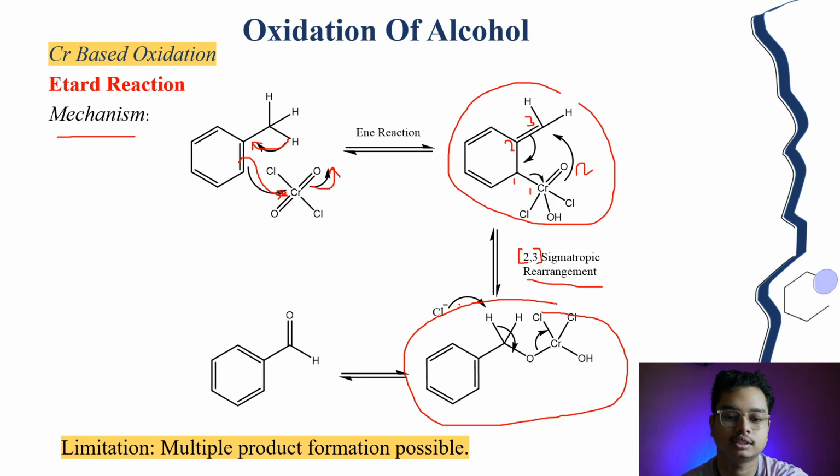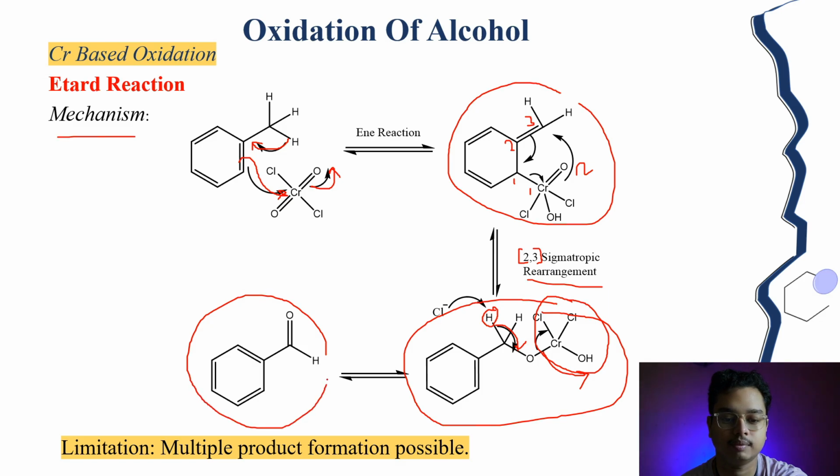Now, in the presence of base or intermolecular chlorine, it will capture the hydride here, and then this particular bond goes here, and the rest of the chromium part goes out of the reaction mixture, and then we finally find this type of aldehyde, benzaldehyde.